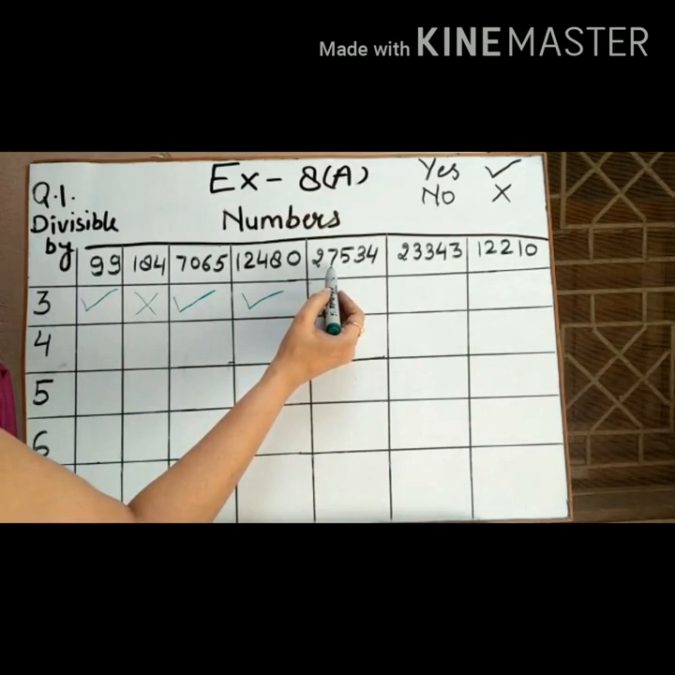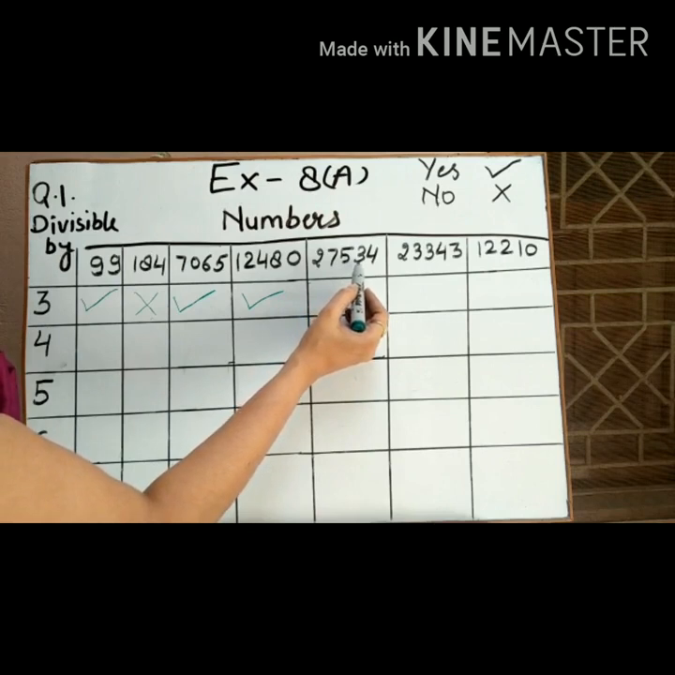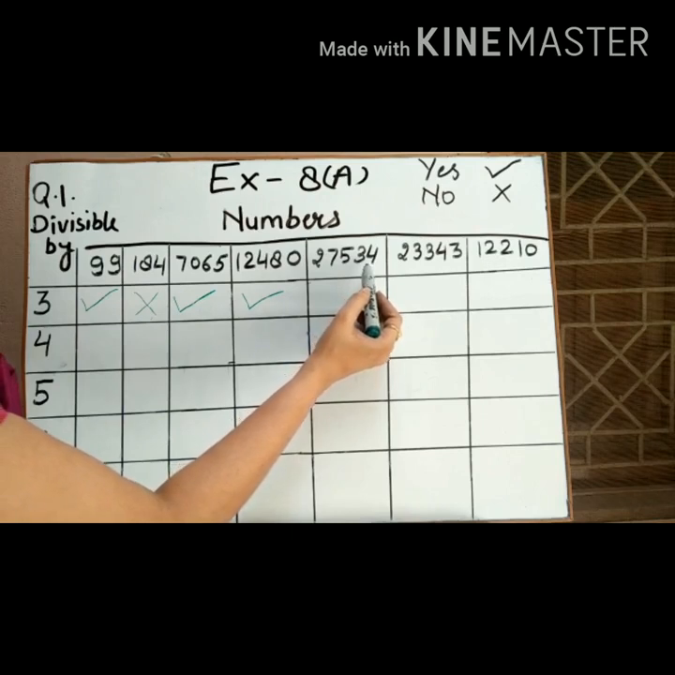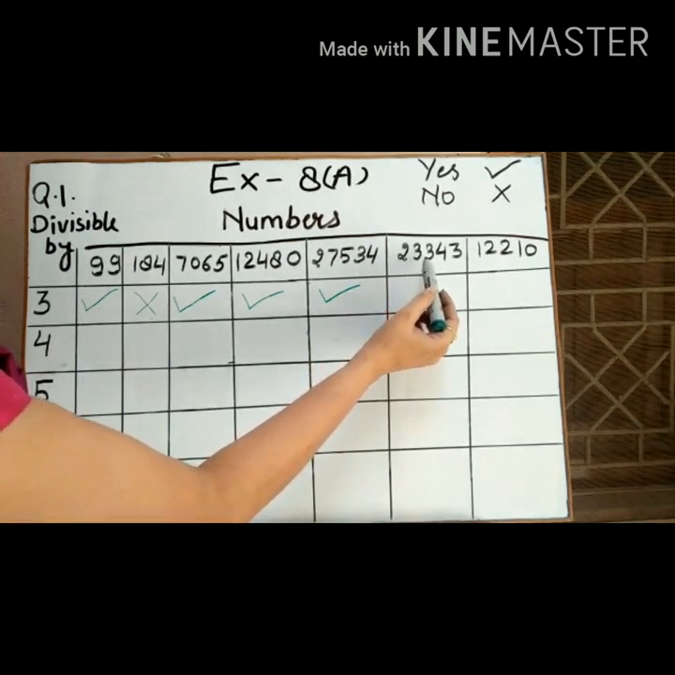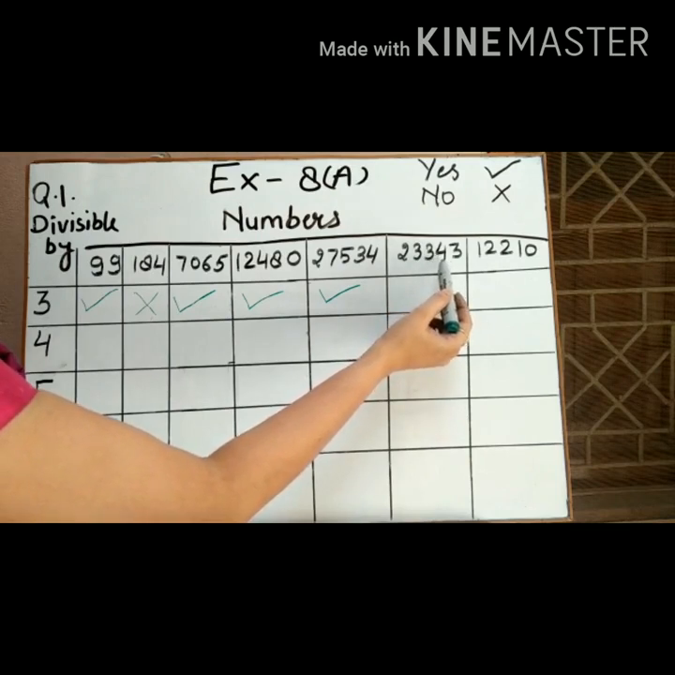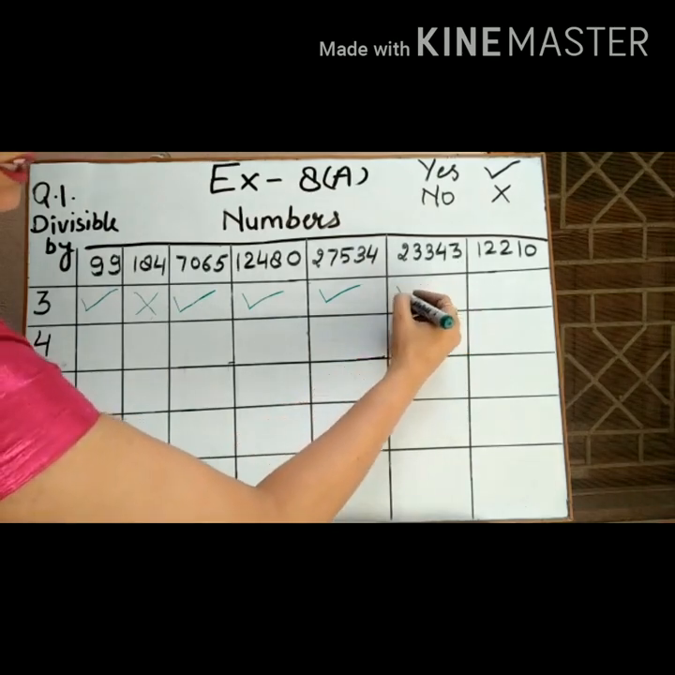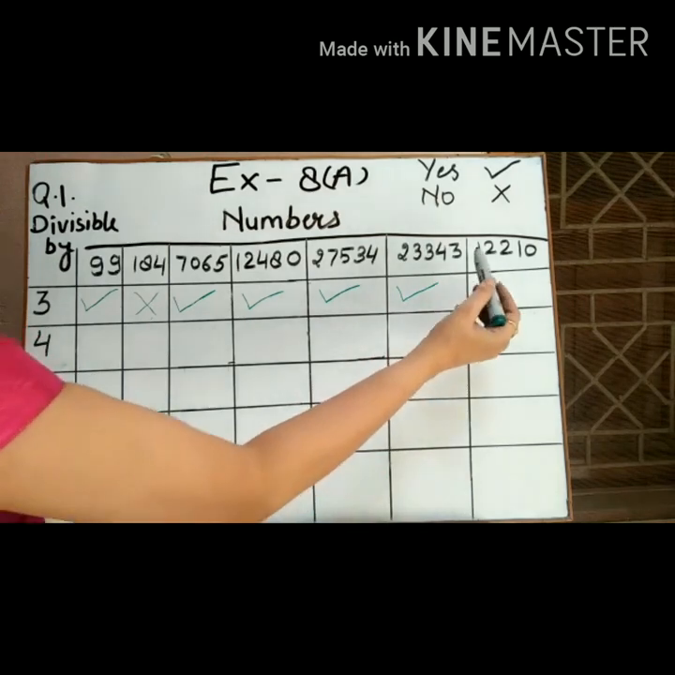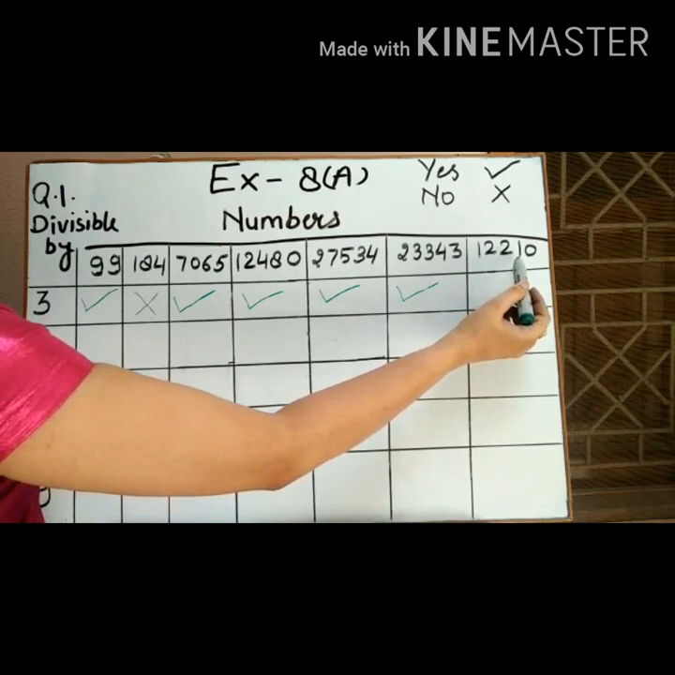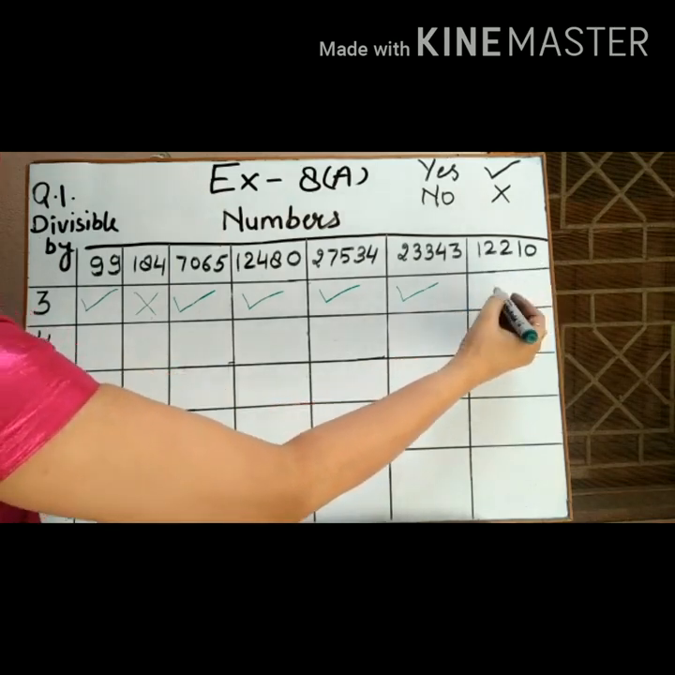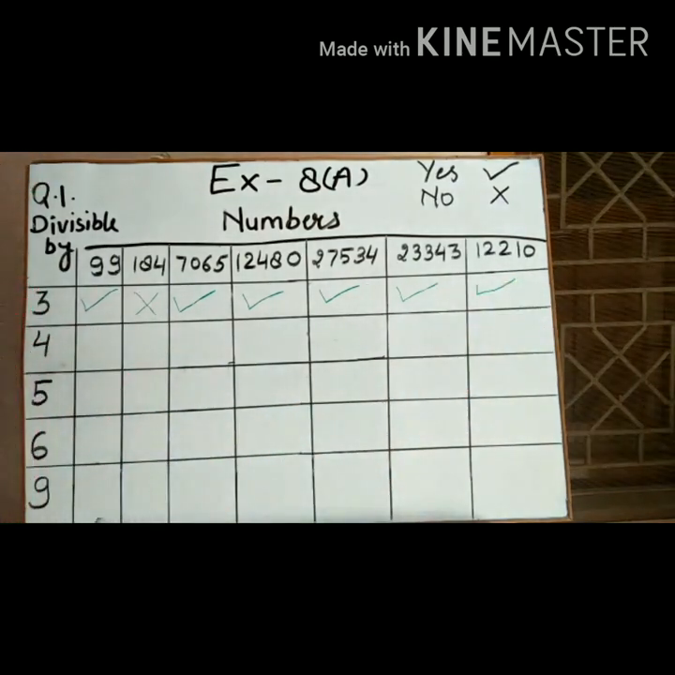2 plus 7, 9 plus 5, 14 plus 3, 17 plus 4, 21. And 21 is divisible by 3. 2 plus 3, 5 plus 3, 8 plus 4, 12 plus 3, 15. 15 is also divisible by 3. 1 plus 2, 3 plus 2, 5 plus 1, 6 and plus 0, 6. 6 is also divisible by 3.